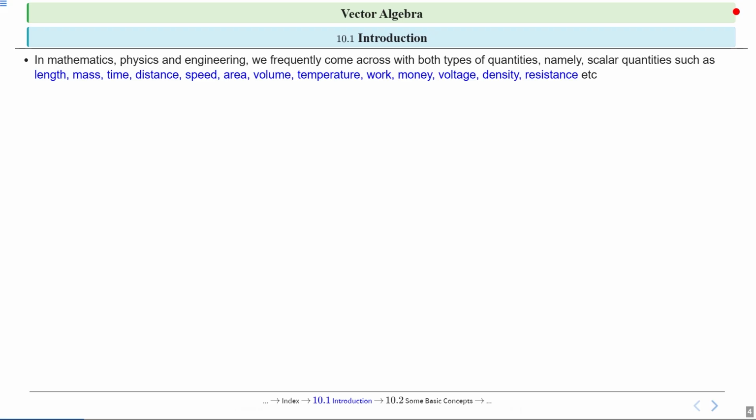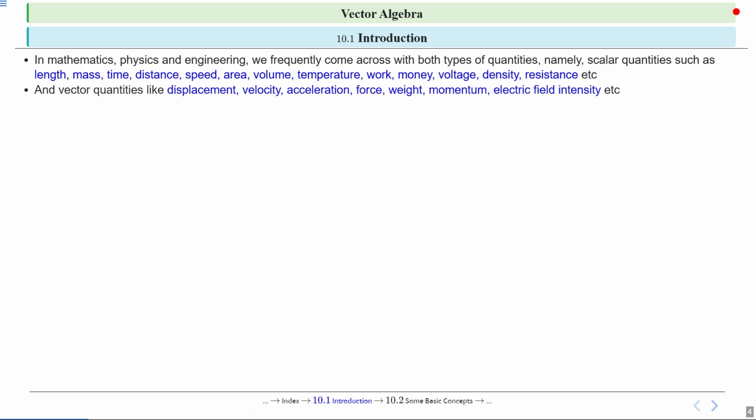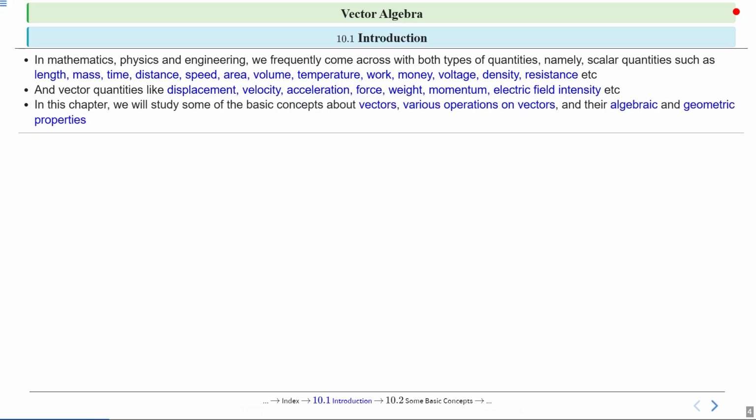So today we are diving into the world of vector algebra. We will start by distinguishing between two types of quantities. Right, in mathematics, physics and engineering, we frequently come across both types of quantities, namely scalar quantities such as length, mass, time, distance, speed, area, volume, temperature, work, money, voltage, density, resistance, etc. And vector quantities like displacement, velocity, acceleration, force, weight, momentum, electric field intensity, etc. In this chapter, we will study some of the basic concepts about vectors, various operations on vectors, and their algebraic and geometric properties.